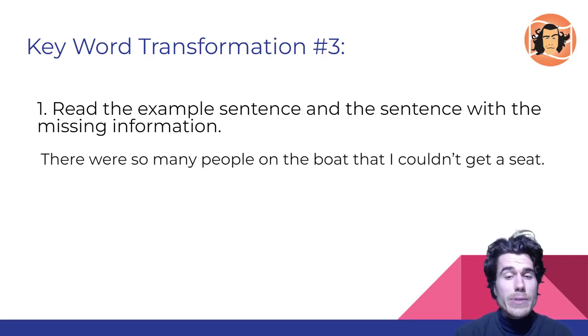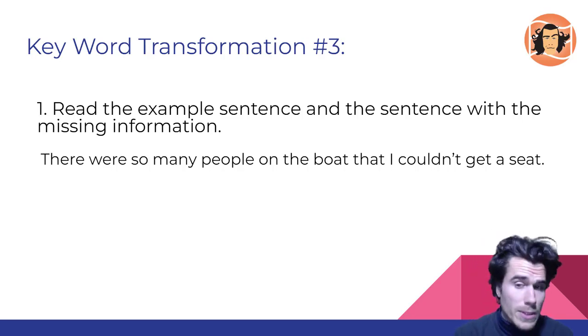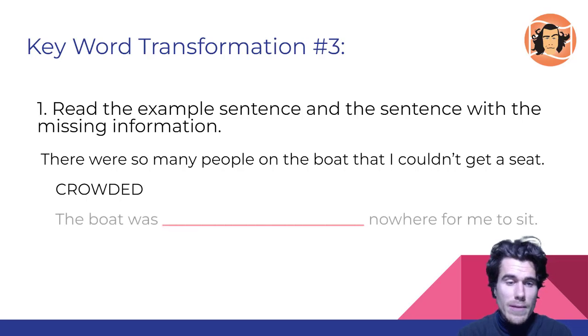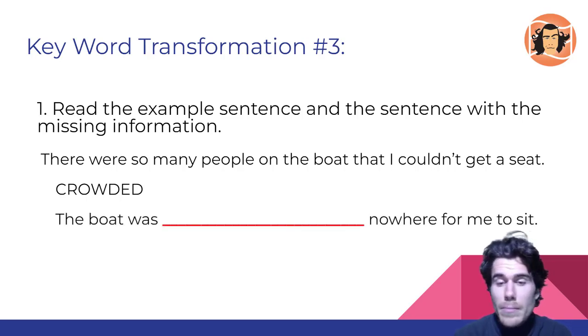So here's the example sentence. There were so many people on the boat that I couldn't get a seat. Here's the key word, crowded. And here is the sentence with the missing information. The boat was nowhere for me to sit.